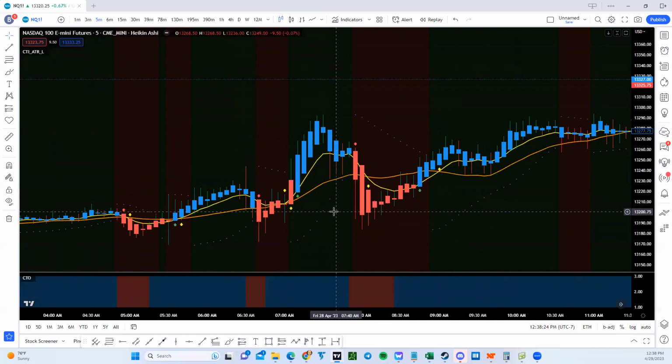Now, by all accounts, if we look at everything else here, every other indicator, and I'll go through them, every other indicator on this chart is still telling us that this isn't uptrending.